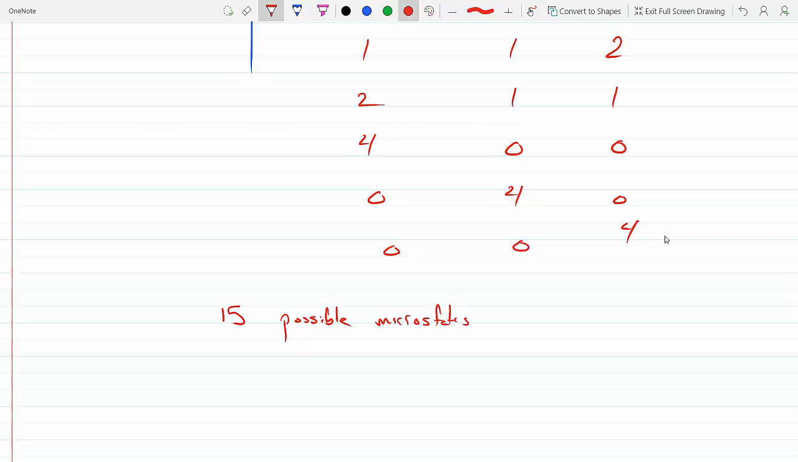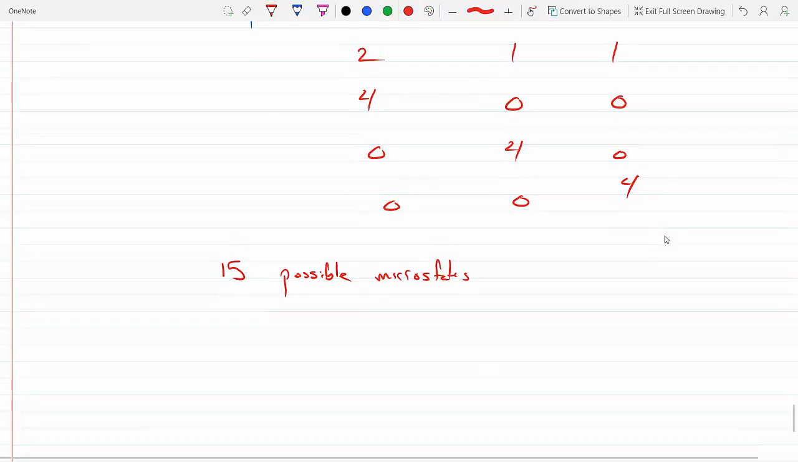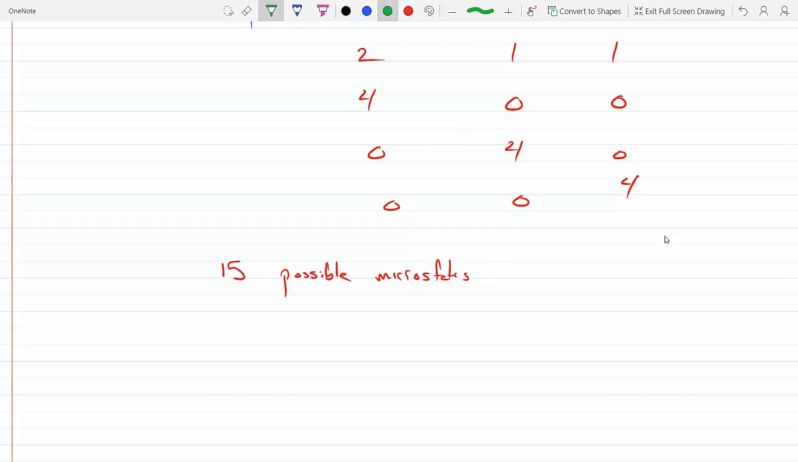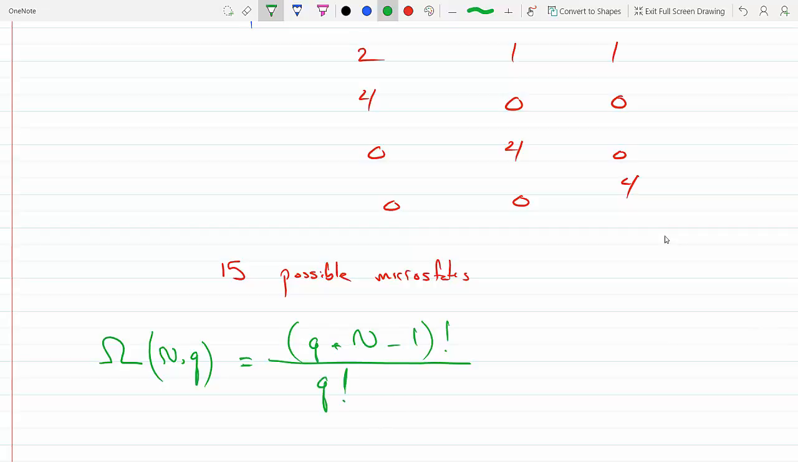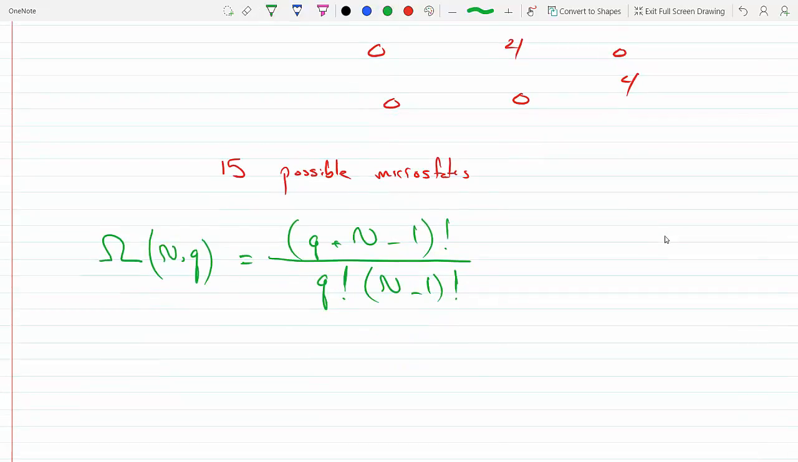There are 15 possible microstates, and let's see if we can get this to the formula quickly. So the formula says, and I did a video with much more length and detail on how we can arrive at this formula. We can derive it, sort of. You can check out that video on combinatorics if you like. And so this formula is, let me just go straight to it, q plus n minus 1 factorial all over q factorial n minus 1 factorial.